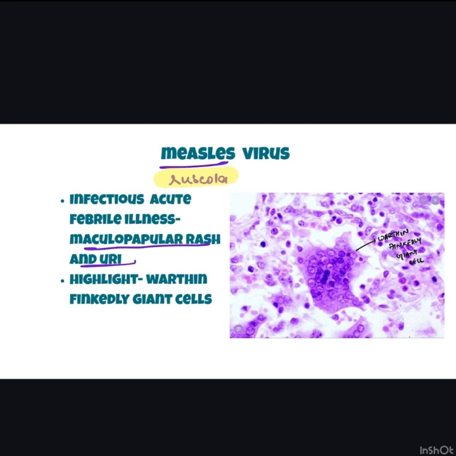The highlight of measles virus is the Warthin-Finkeldey giant cell. Now, what is this Warthin-Finkeldey giant cell? These are basically epithelial giant cells, and the nuclei will have a single large Cowdry type A inclusion. This can usually be found in the lymphoid tissue.